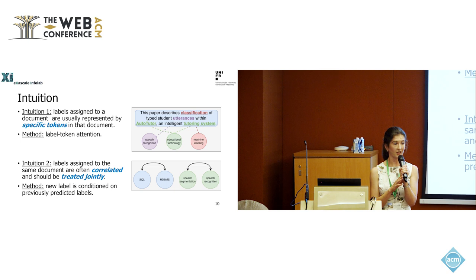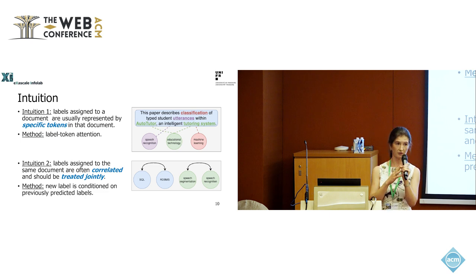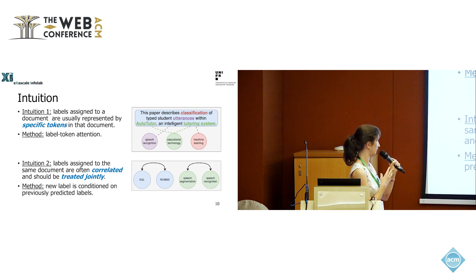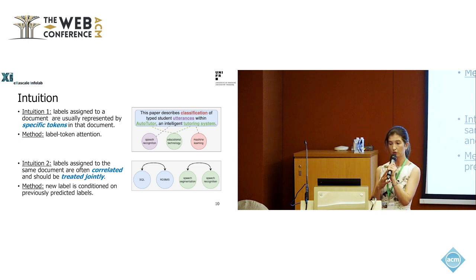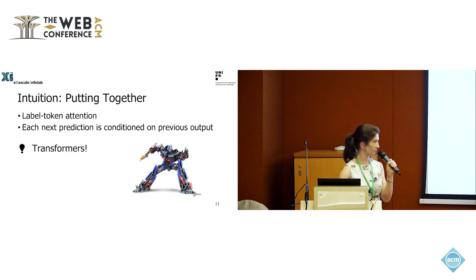The second intuition is that labels assigned to the same document are usually correlated, at least some subset of labels, and they should be treated jointly. For example, on this slide, if we already predicted that label SQL is relevant for some document, then it can be a strong indication that label RDBMS can also be relevant for the same document. So what we want to do here is to predict new labels looking back at already predicted labels, conditional on the previously predicted labels. And putting everything together, we need label-token attention, and we need conditional prediction on the previous output. And you probably already know where I'm going with this. We need transformers.